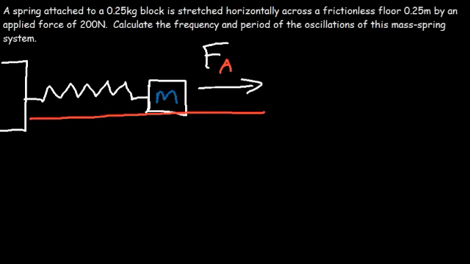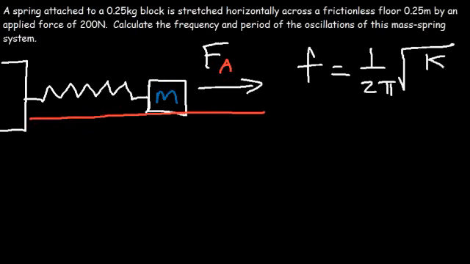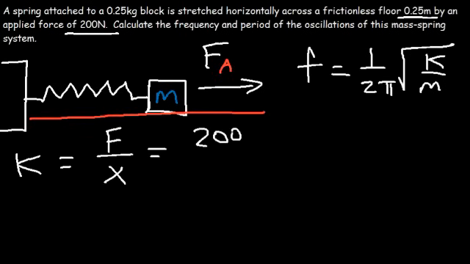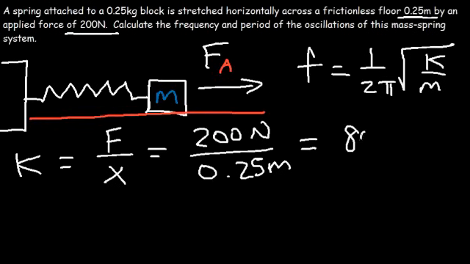So how can we find the frequency of the oscillations? Well, we can use this equation, 1 divided by 2 pi times the square root of k divided by m. Now, in this problem, we don't have the spring constant k, so we need to find it. But we do have the applied force and the distance that it's stretched by. So k is equal to the force divided by x. So that's 200 newtons divided by 0.25 meters. So let's go ahead and divide those two numbers. So k is 800 newtons per meter.